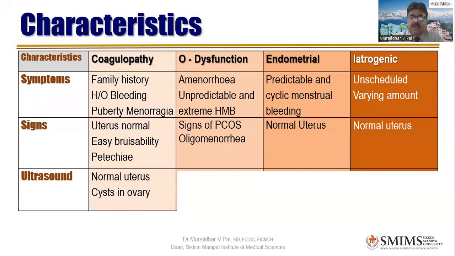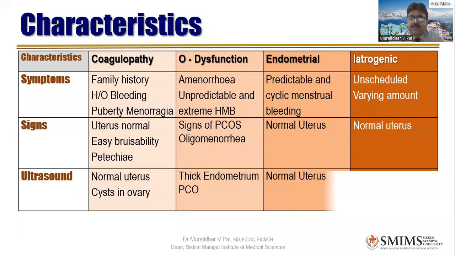Ultrasound-wise, in coagulopathy, a normal uterus, and maybe sometimes you can see cysts in the ovary, whereas in ovarian dysfunction, definitely you will see a thick endometrium and polycystic ovarian picture.